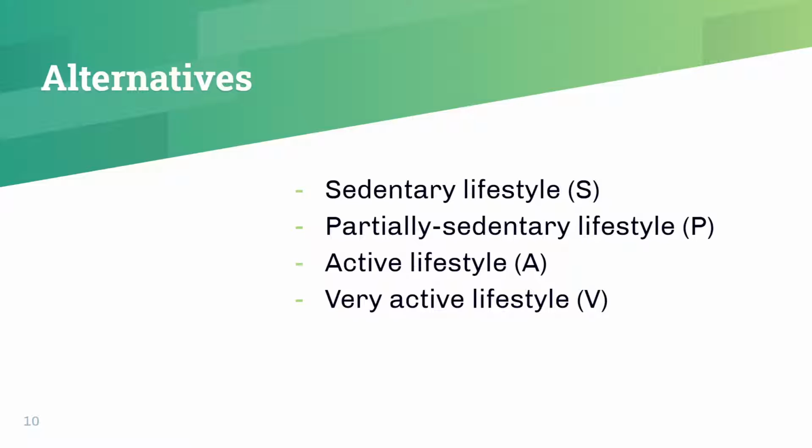Each alternative is characterized by the activities a person does or does not do. For example, a sedentary lifestyle would generally entail working from home and shopping online, while a very active lifestyle would involve going to the office or frequently attending social gatherings. A partial sedentary lifestyle would involve going outside to shop every once in a while and sometimes working in person, while an active lifestyle would involve frequently leaving the house for work, shopping, or social gatherings, albeit less so than a very active lifestyle.